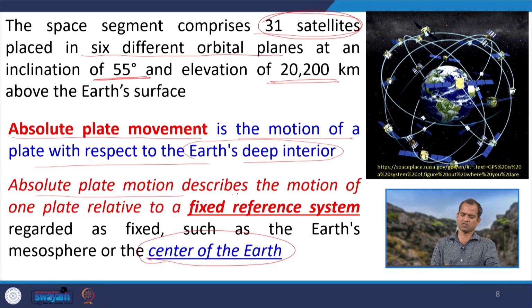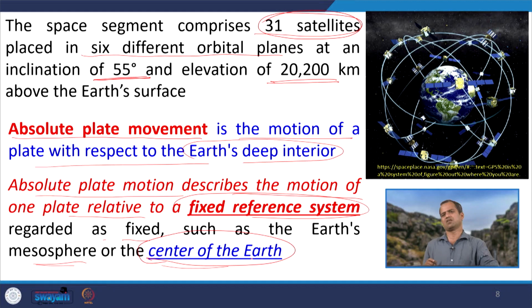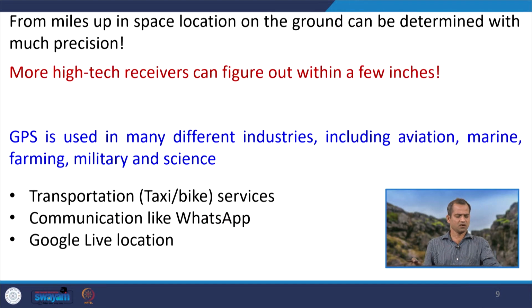Absolute plate motion describes the motion of this plate relative to a fixed reference system regarded as fixed, such as the earth's mesosphere or the center of this earth. So, with respect to the center of the earth, in which direction a particular place is moving, the fixed point is the center of this earth. If you remember when we were talking about this Euler's pole, the Euler's axis, it is passing through the center of this earth, isn't it?